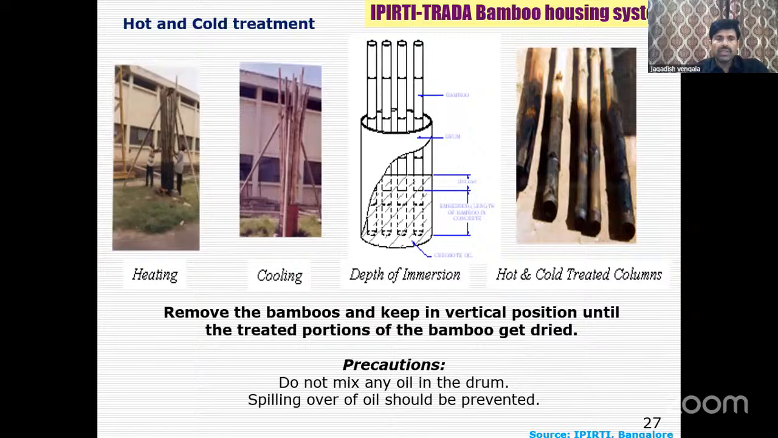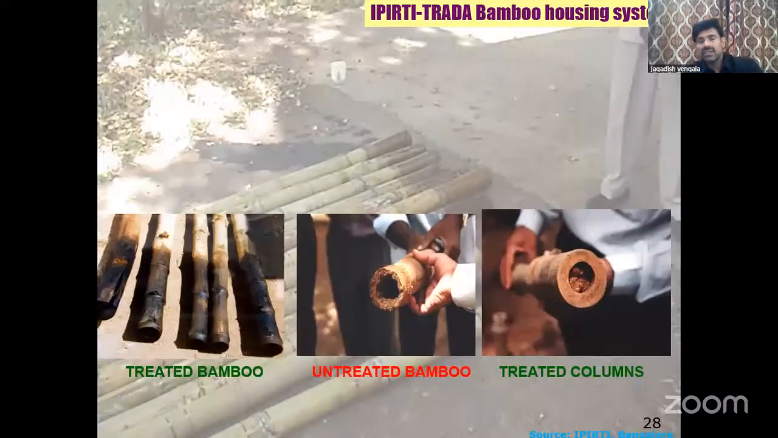This is a hot and cold treatment, as I mentioned. The portion which is going below the ground level, because the ground below has an aggressive environment, aggressive conditions, when you are burying the bamboo under soil, hence you are treating that portion using heating and cooling treatment using creosote oil. If you don't treat it, you can see the difference between untreated and treated column. The insects will eat away when you bury it under the soil directly without treatment.